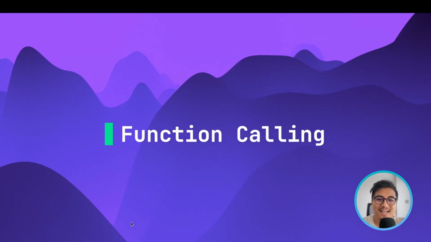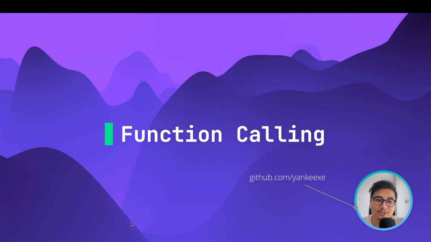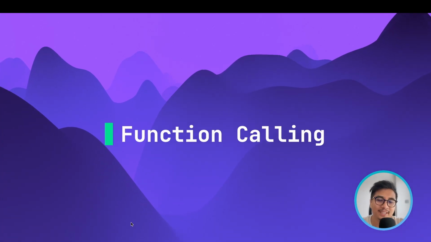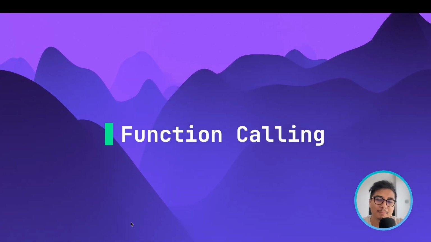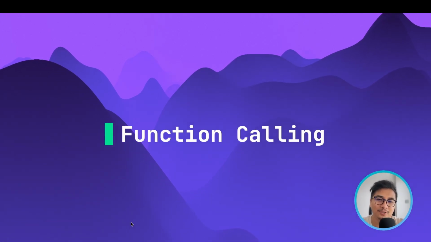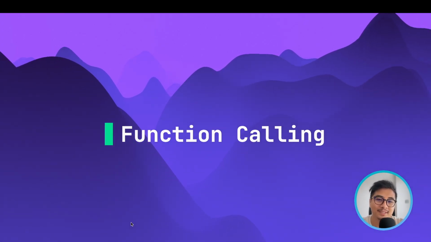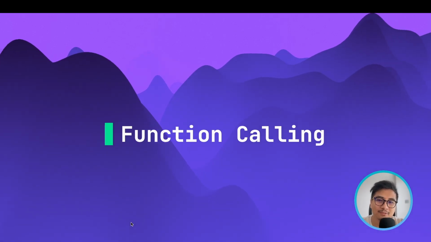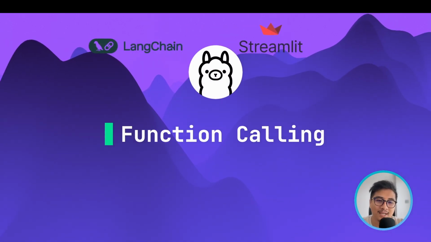Hey, what's up guys, Yankee here, and in this video we will be talking about function calling in large language models. So this is a very essential topic if you want to build your applications using large language models, because it provides your models with real-time data, ability to do things on your behalf, and so on. And for this tutorial we will be using LangChain, Ollama and Streamlit.